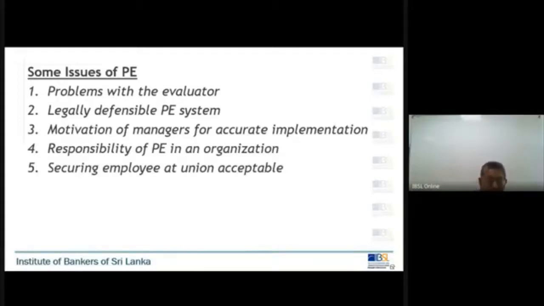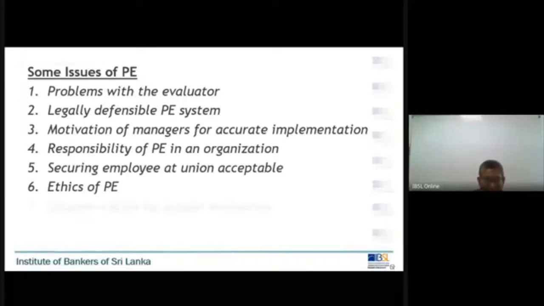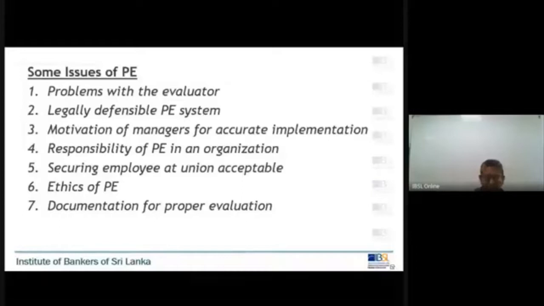But out of all these things, the most important is the ethics of performance evaluation. Some employees are not good, the design is not properly done, and documentation is not good. Some criteria used for evaluation are difficult to evaluate, more subjective than objective. These are some issues of performance evaluation.